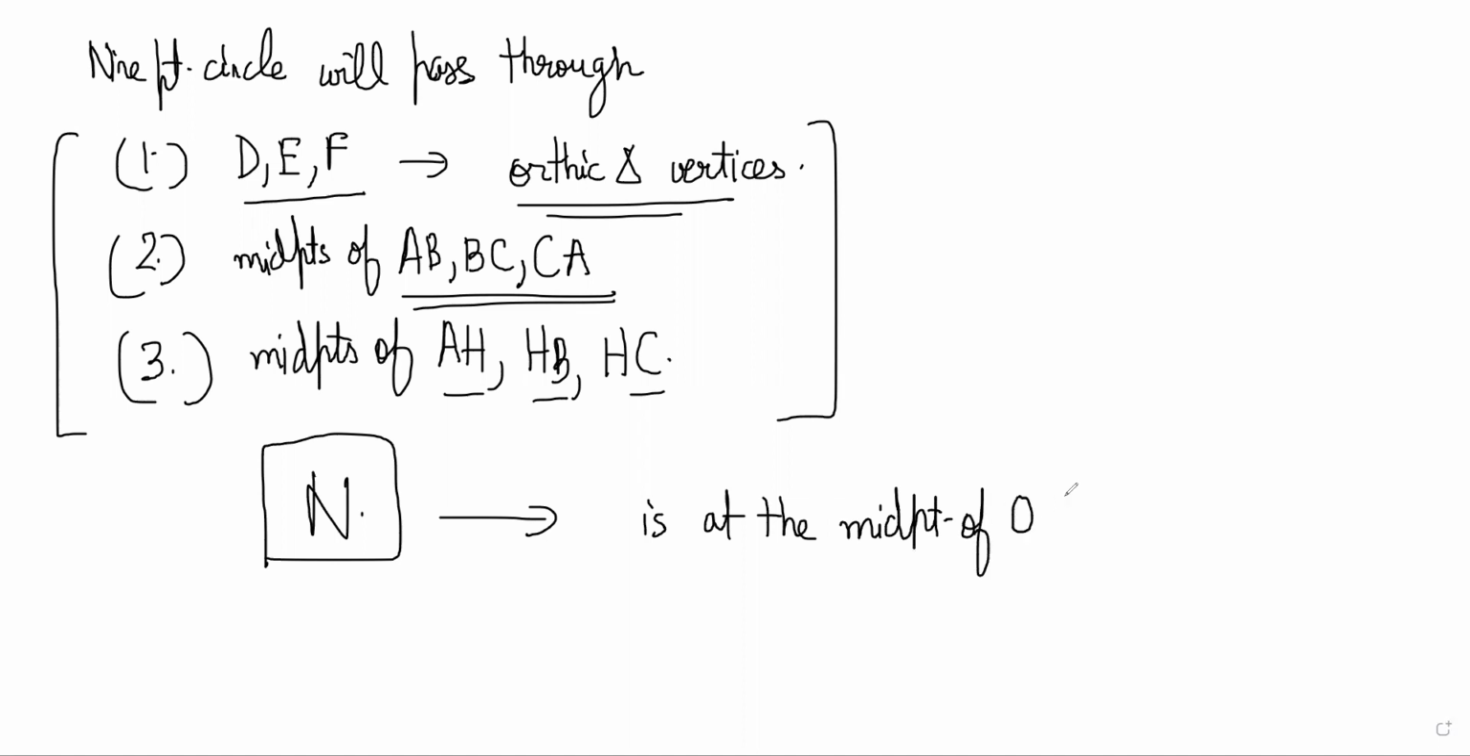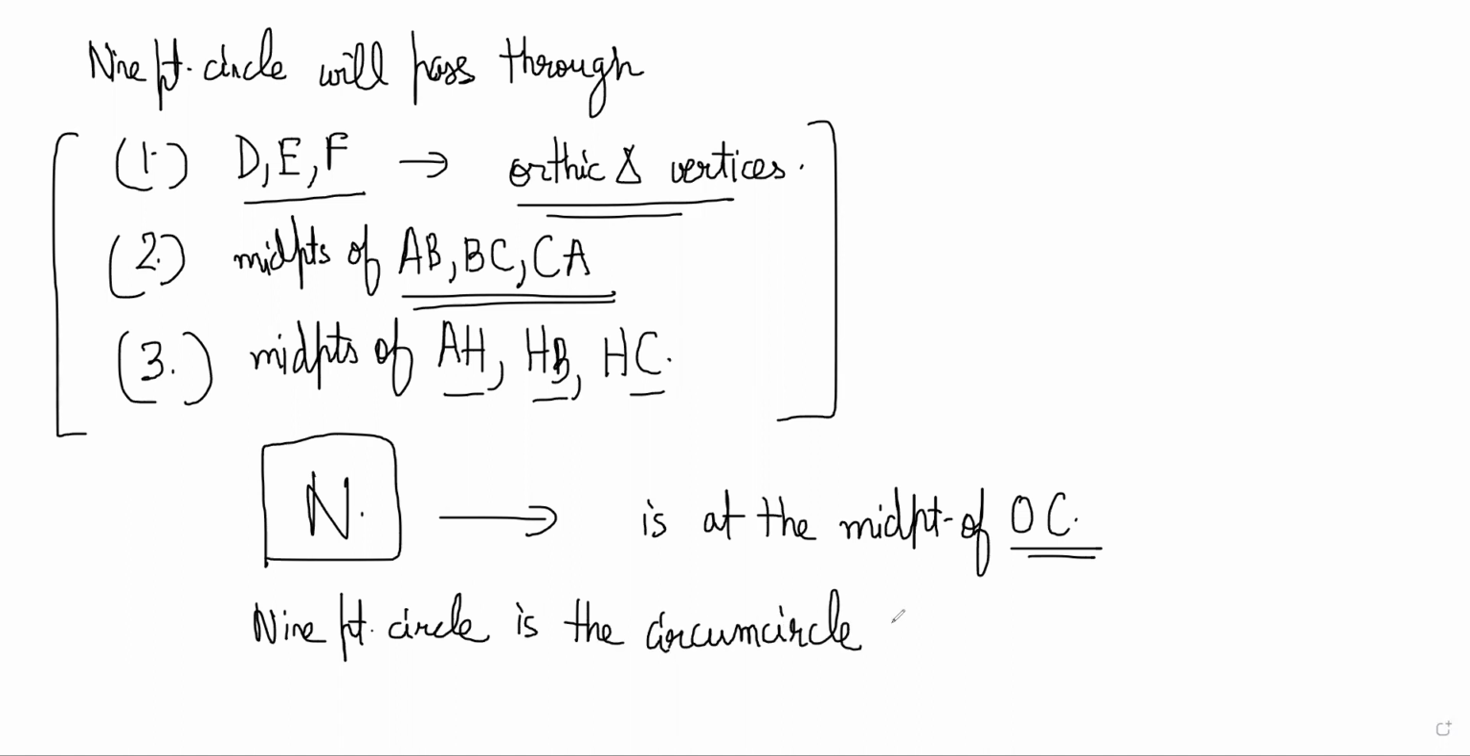At the midpoint of OC. Now, since it is at the midpoint of OC, the radius of the 9-point circle will become R by 2. We can prove that by doing similarity actually. You will realize that the 9-point circle is the circumcircle of triangle DEF. DEF was what? DEF was the orthic triangle, right? So the 9-point circle is the circumcircle of the orthic triangle, correct?